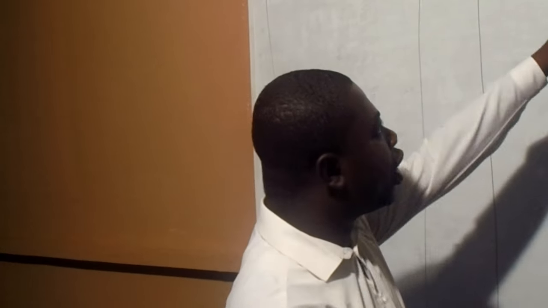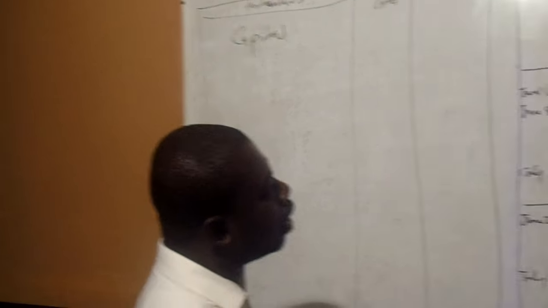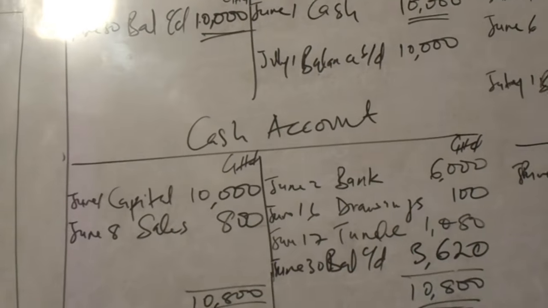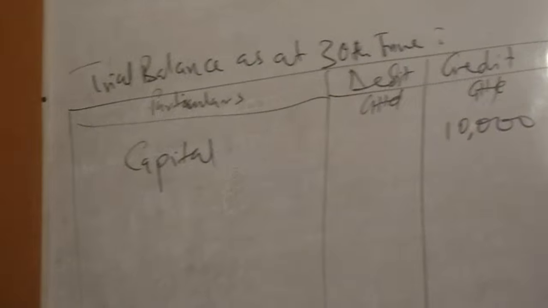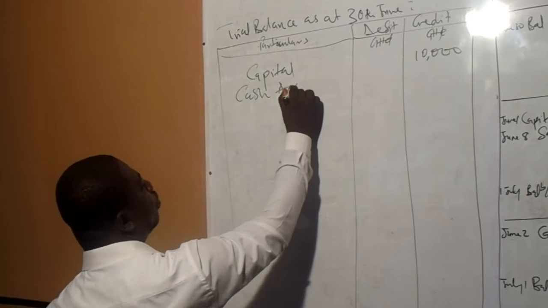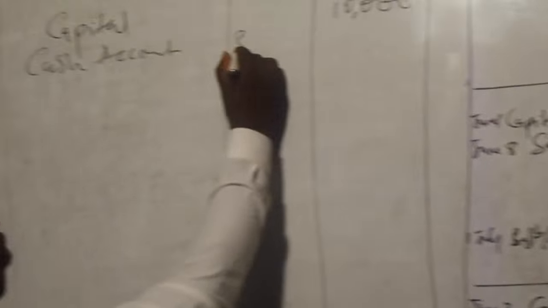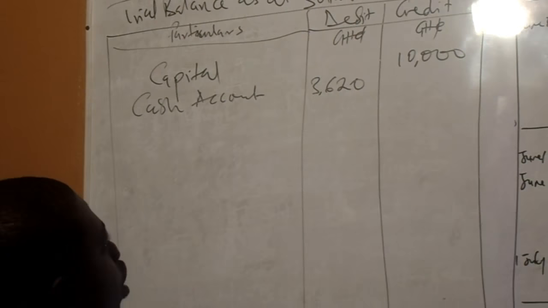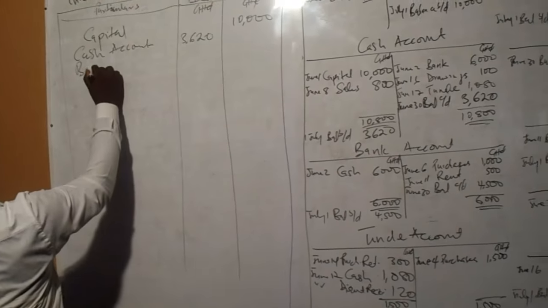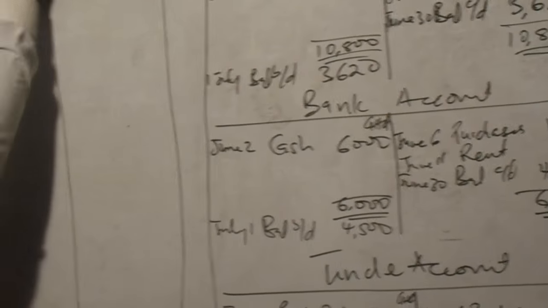So looking at the first account, it is capital account. And when we take the capital, the balance brought down appeared on the credit side. So we bring it to the credit side and the value is 10,000. So that is what we bring. Then we come to the cash account. When we come to the cash account, the balance brought down appeared on the debit side, and the amount of the balance brought down is 3,620. So we put it there. Then the next account is bank account. And with the bank, the balance brought down is on the debit side, 4,500.